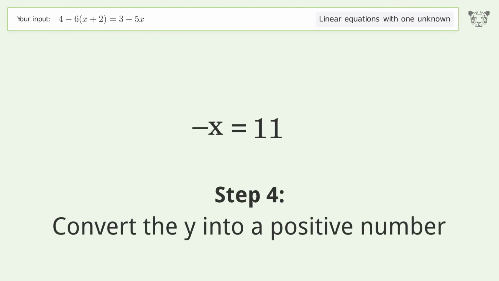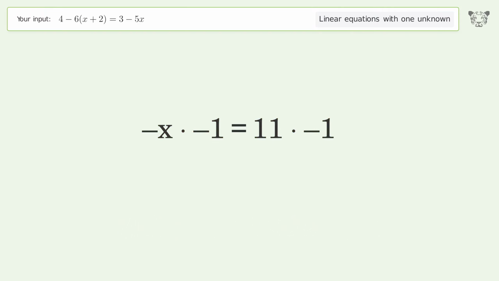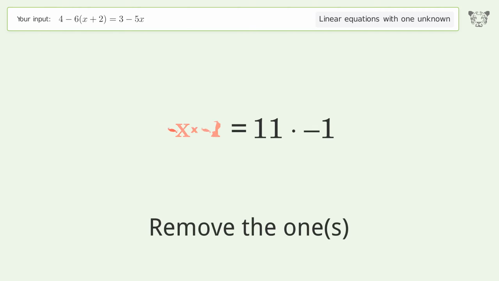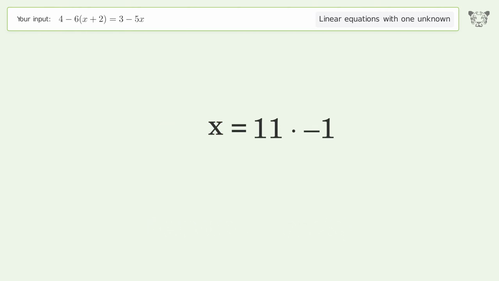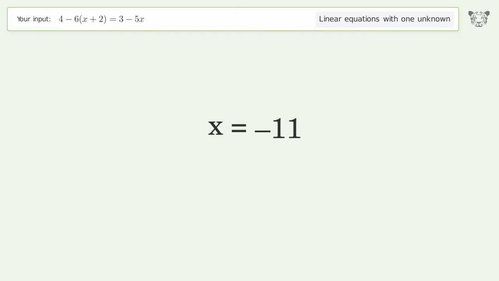Convert the y into a positive number. Multiply both sides by -1. Remove the ones. Simplify the arithmetic. And so the final result is x equals -11.